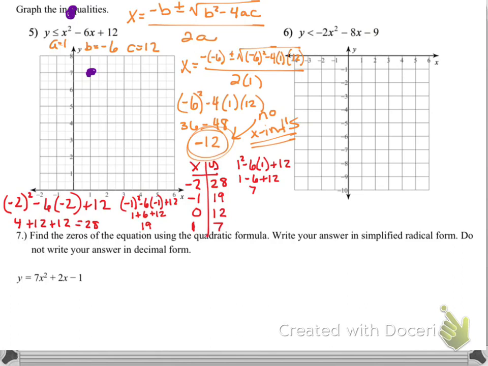And I want to know, where's my vertex? Where is this thing going to turn around? So remember, for my vertex, x is equal to negative b over 2a. So on this one, x equals negative negative 6 over 2 times 1. Negative negative 6 is 6, and 6 divided by 2 is 3. So if I plug in 3, that's going to get me my turnaround point for my vertex. We're going to call that good.